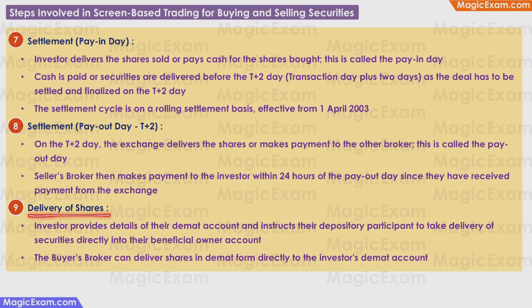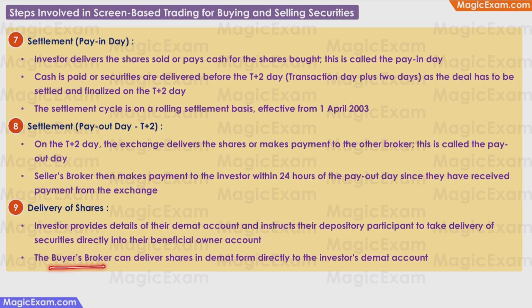The last step is the delivery of the shares to the buyer. The buyer's broker has already received the shares into his Demat account from the stock exchange on T+2 day. So, if the buyer's broker does not already have all the required details, the investor provides the details of their Demat account and instructs their depository participant to take delivery of the securities directly into their beneficial owner account or the Demat account.